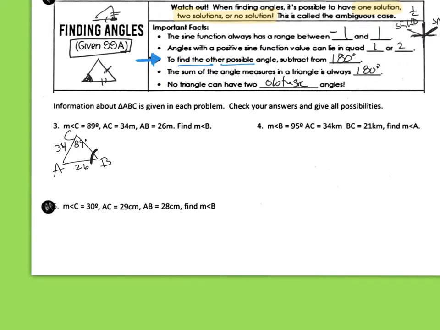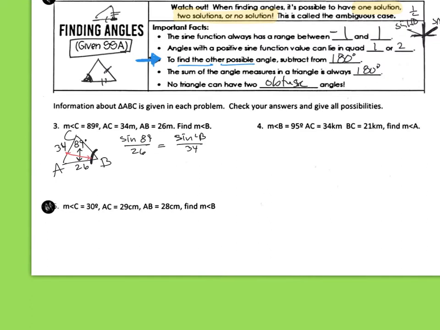So we're going to go for it. We're just going to use the law of sines. So we know that this is our major relationship. So the sine of 89 over 26 is equal to, well, we don't know, sine of angle B over 34. So this is our other relationship. There's our variable. Our variable is now the angle.